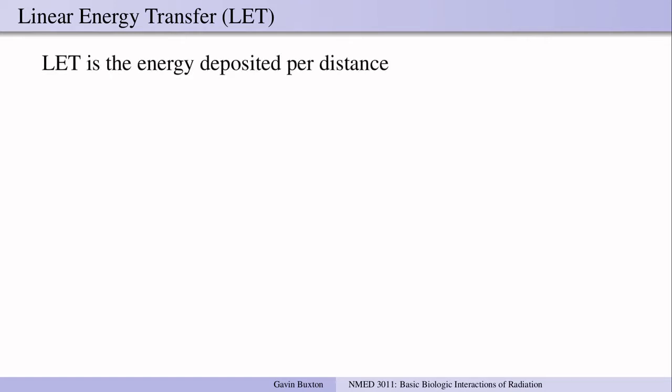So the way that the energy is deposited over a given distance is defined in terms of the linear energy transfer, or LET. Basically, this is the energy transferred per unit length of the particle track, right? So the distance over which the particle is traveling. The units of this are kiloelectron volts deposited per micrometer.